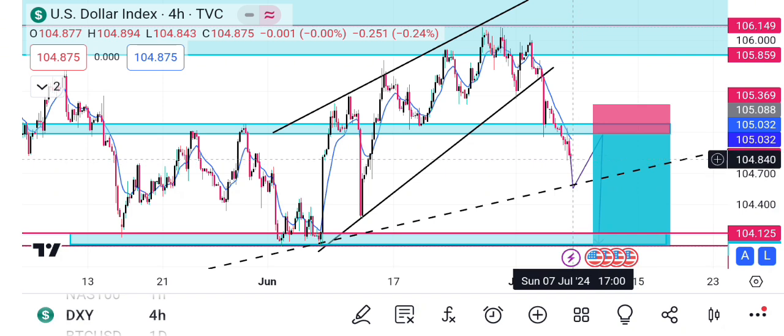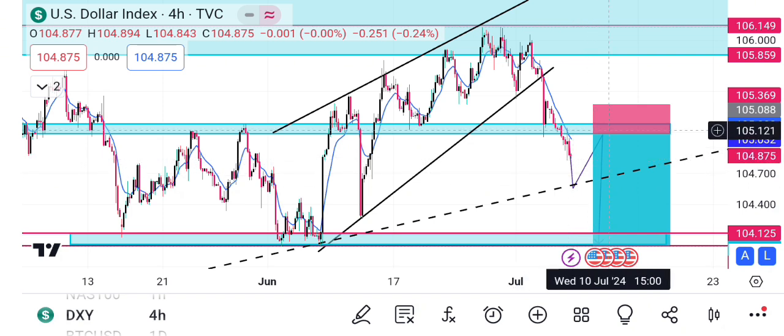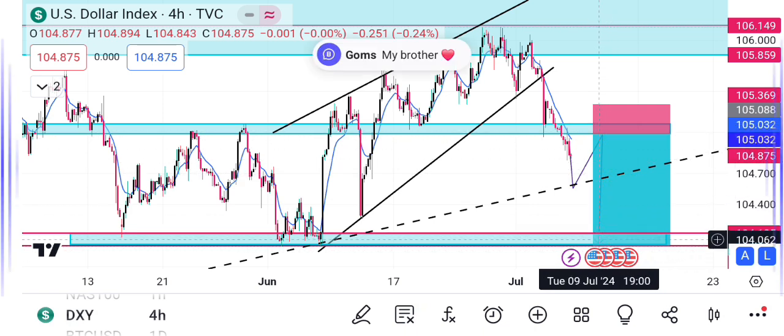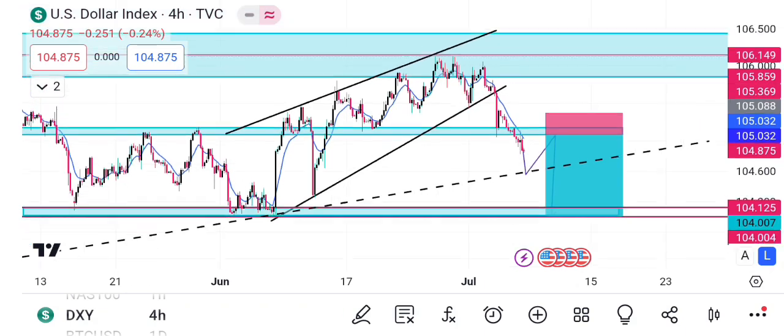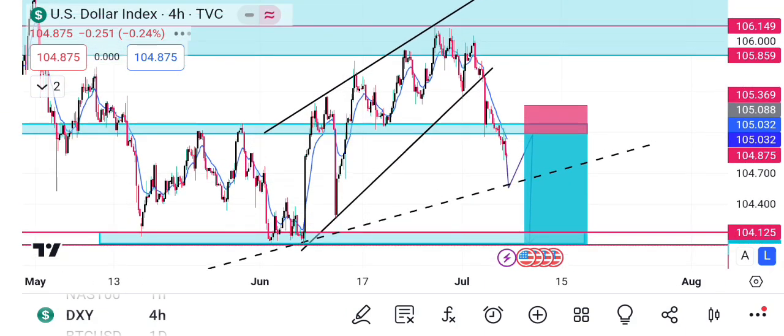What I'm expecting now is a retracement towards here and then to come back down to where? To the demand zone, which is also known as support. So just to retest this resistance a little bit and come back here for a little bit. That's it for the dollar index.